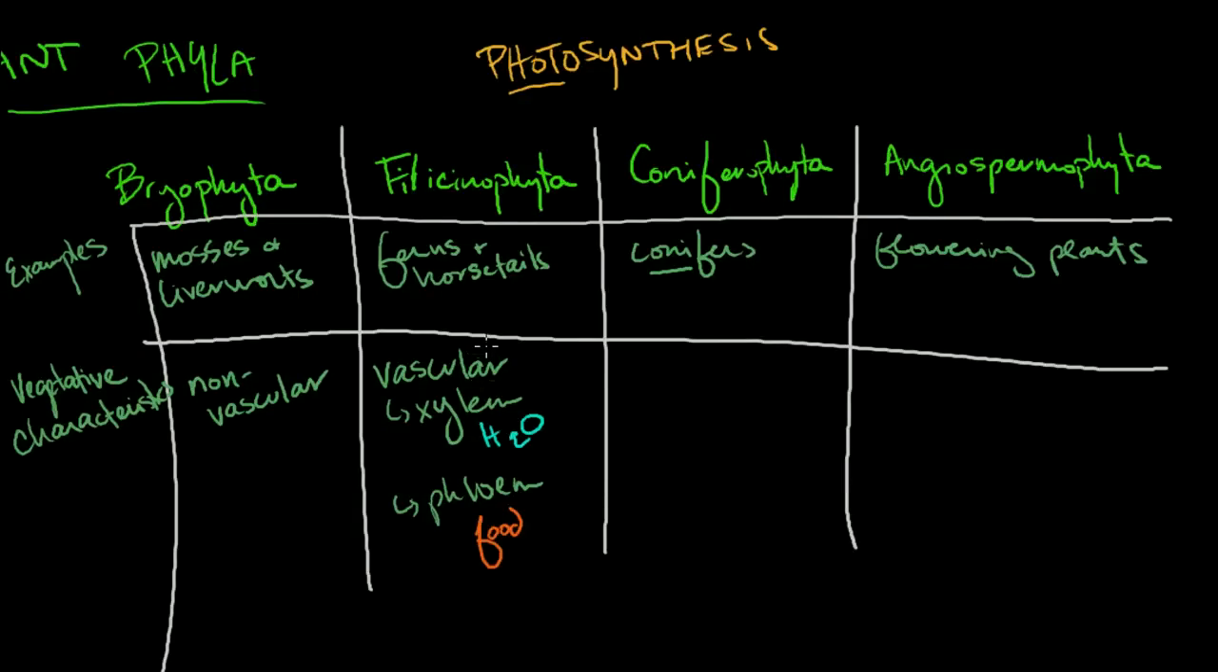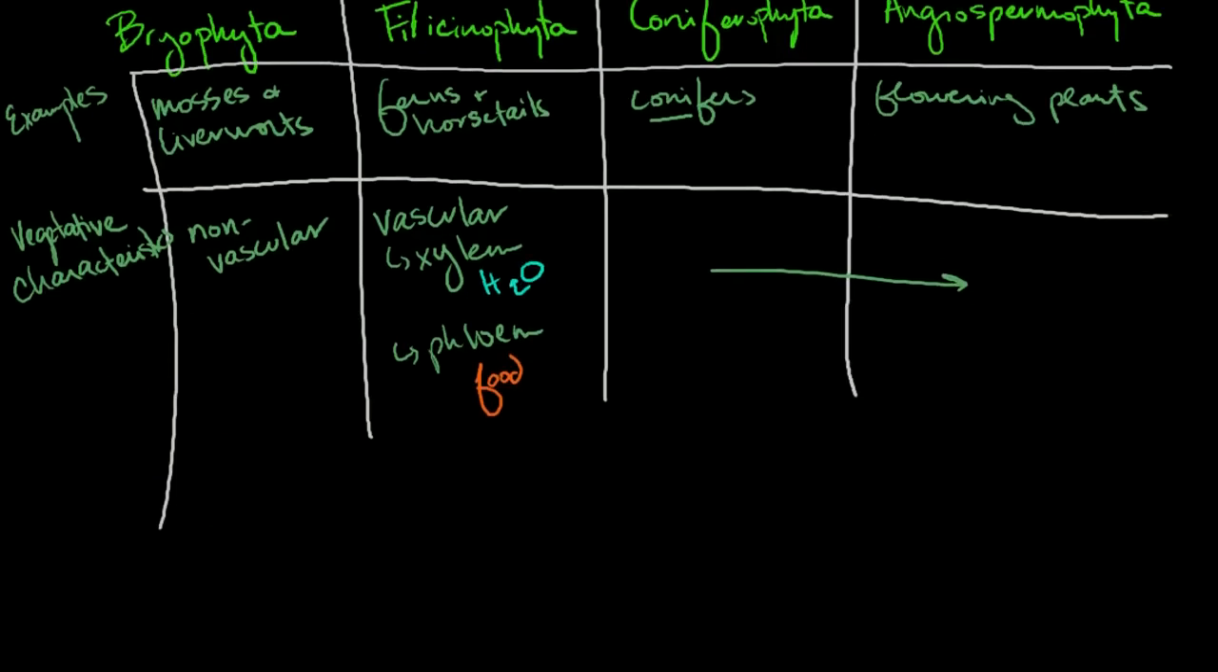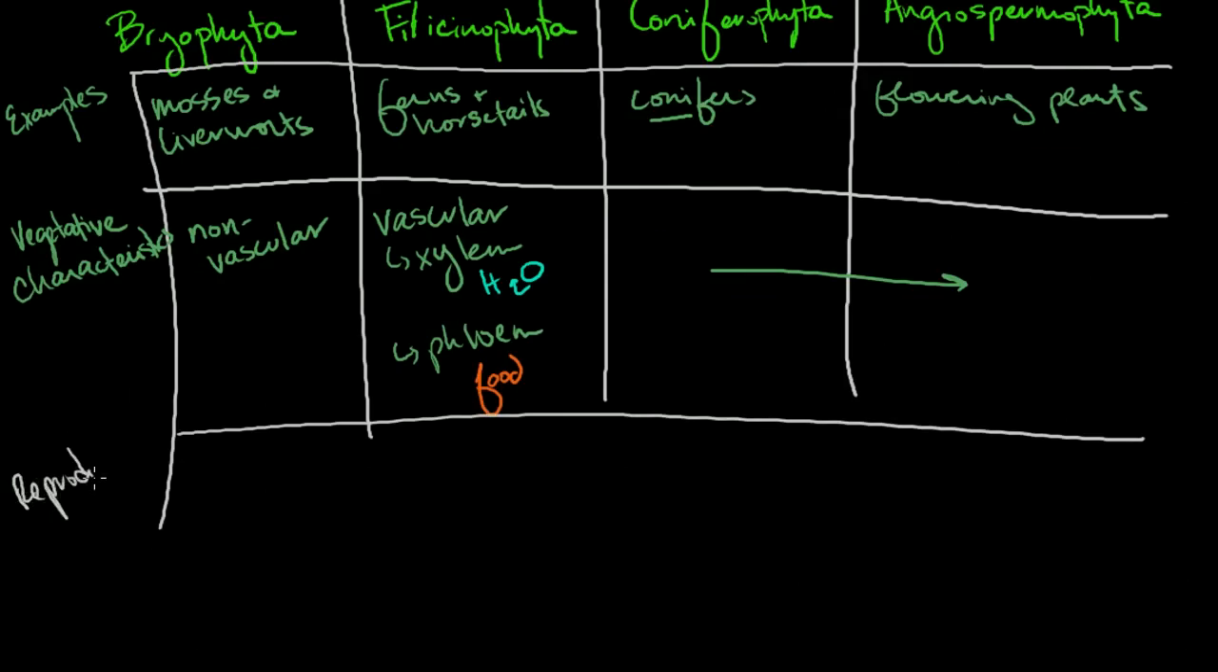Okay, so that's the main vegetative thing for the ferns, but that's the same for the conifers and, let me get my green back, it's the same thing for the conifers and the angiosperms. They have vascular tissue, and that's why they're able to stand upright. What we also need to know are the reproductive characteristics. Remember, it's all about reproduction, survival and reproduction.